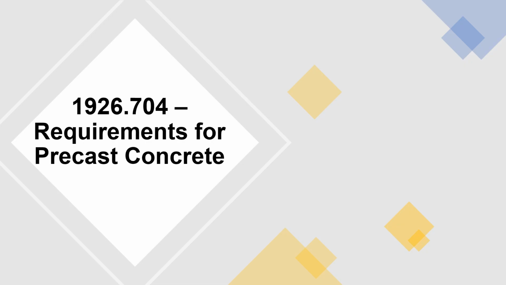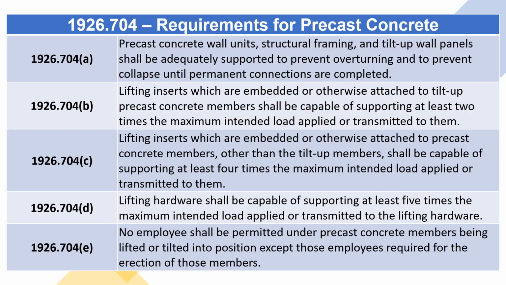1926.704, Requirements for precast concrete. 1926.704(a): Precast concrete wall units, structural framing, and tilt-up wall panels shall be adequately supported to prevent overturning and to prevent collapse until permanent connections are completed.